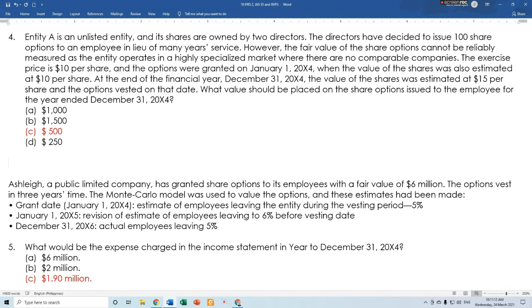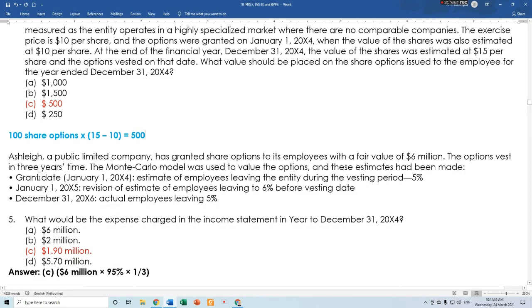So the computation there will be 100 share options multiplied by 15, minus 10, which is the intrinsic value. Okay, so lalabas dito is 500. So yun yun. Next tayo.